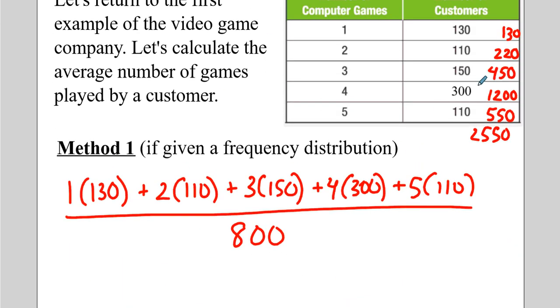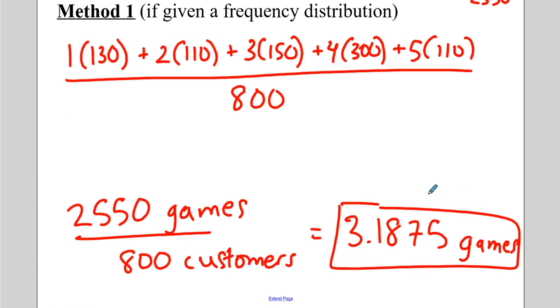You'll see, though, that a lot of people say, oh, it has to be the 300 because most were playing 4. No, that's the mode. The mode is 4 games, but the average is 3.1875. Also be aware the average doesn't actually have to be possible. Nobody can actually play 3.1875 games. The average is just a number.